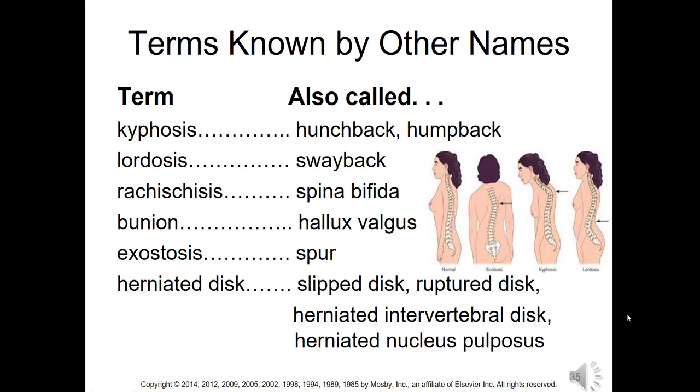So we do have some terms that we need to know about and what they are typically known. Kyphosis is a medical term that also means hunchback or humpback. So somebody who is kyphotic has a humpback. Lordosis is somebody that has a sway back. So this is lordosis right here, and this is kyphosis.